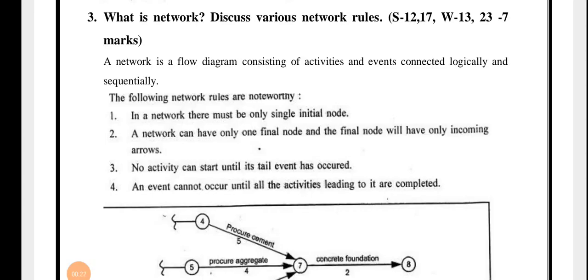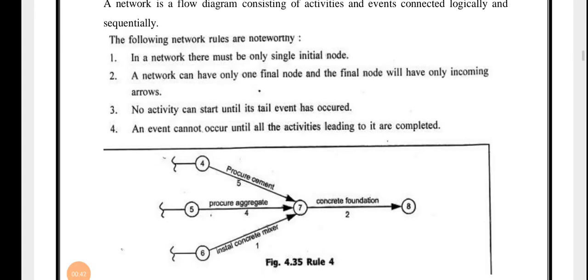So let's start. First of all, what is network? A network is a flow diagram consisting of activities and events connected logically and sequentially. Now we will discuss the various network rules. So first one is, in a network there must be only single initial node.